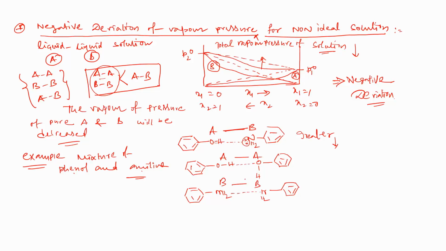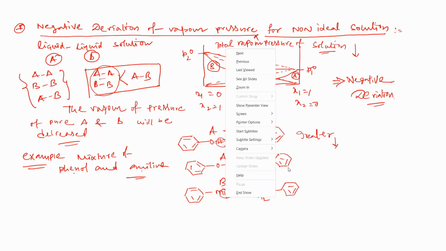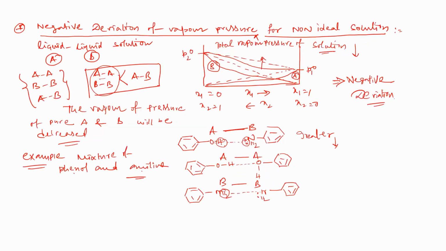Why am I saying that these two interactions are very weak? There is a lone pair here and a lone pair there, but if we compare this proton and that proton, this proton is more acidic. The OH proton is more acidic than the amine proton. That's why there will be a greater attractive force between the proton and the lone pair for the A and B interaction. So the BB interaction is weaker.